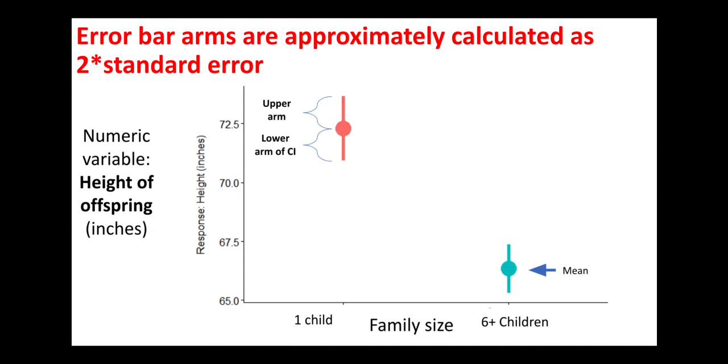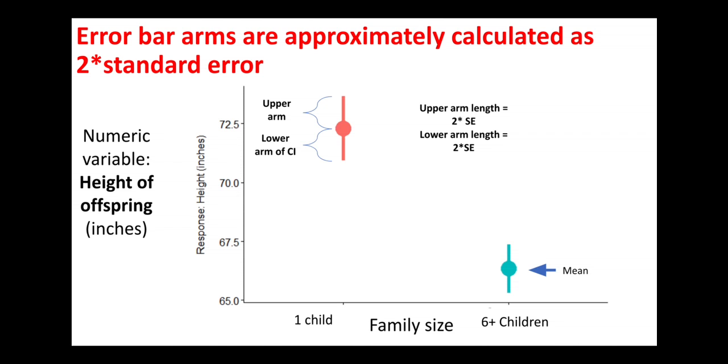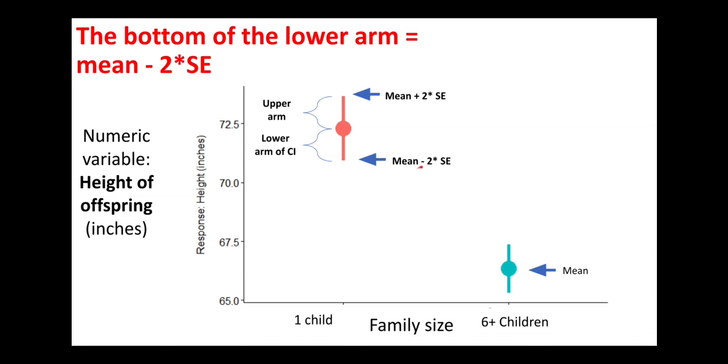For our purposes, for calculating 95% confidence intervals, we're going to calculate the length of each arm as 2 times the standard error. Actually, it's closer to 1.96, or it'll vary depending on your exact sample size and what you're doing, but 2 is close enough most of the time when we're doing biology. So the length from the mean to the upper bar is 2 times the standard error, and the length from the mean to the lower bar is 2 times the standard error. So this point here, the top of the bar, is the mean plus 2 times the standard error, and this point here is the mean minus 2 times the standard error.